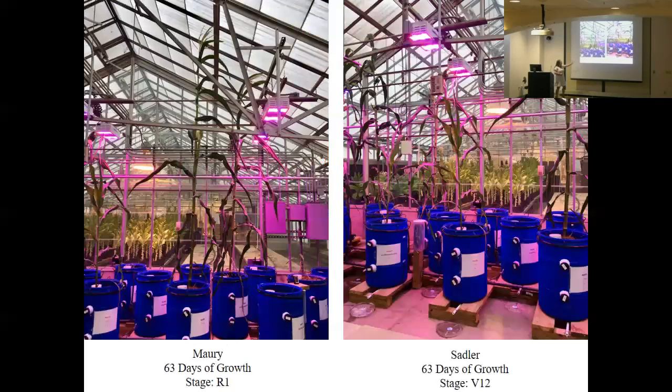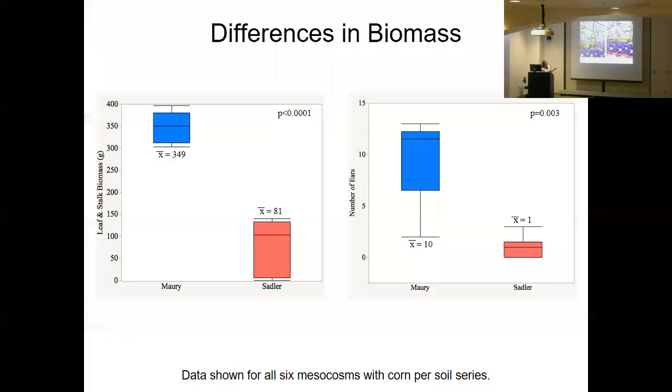The Mori is on the left, it's this mesocosm right here, and the Sadler will be this one right here. You can see that the Sadler corn stalk is much thinner compared to the Mori corn stalk, which is to be expected as phosphorus concentration has been correlated with stalk thickness and hardiness. And at 63 days of growth, we're already in reproductive stage in the Mori with an ear and tassel, whereas we're still in vegetative stage in the Sadler.